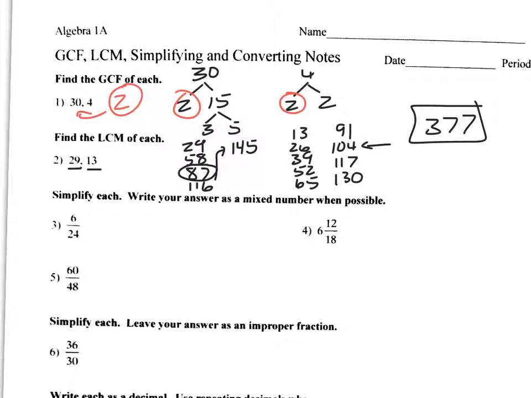But it's because, again, these two are both prime numbers, so there's nothing else that will go into them, so you can only multiply those two together, and that gives you the only multiple that both will go into.